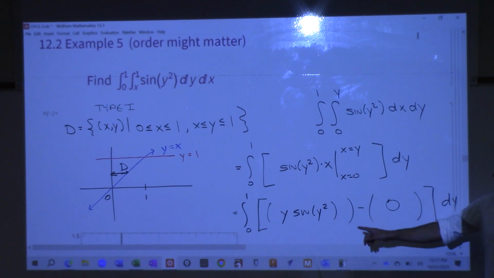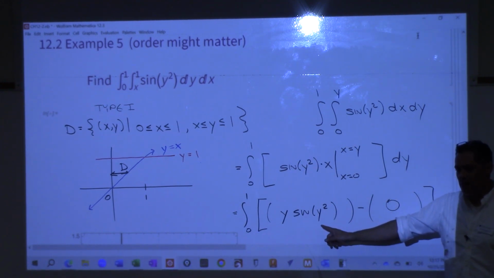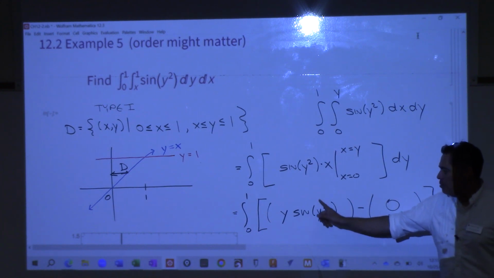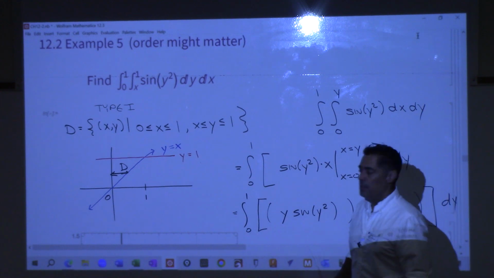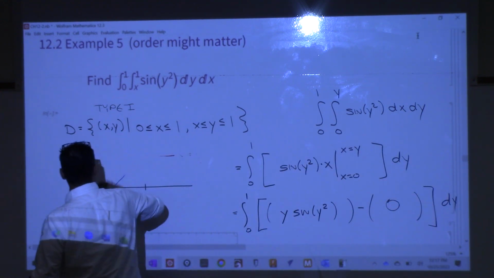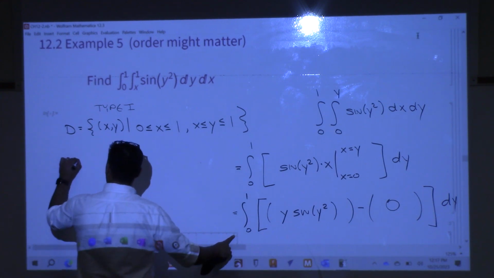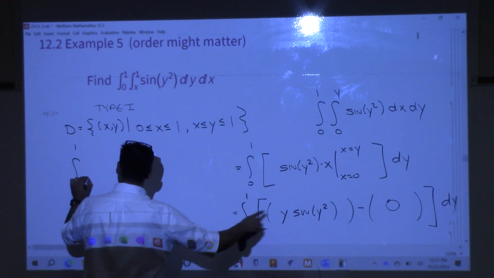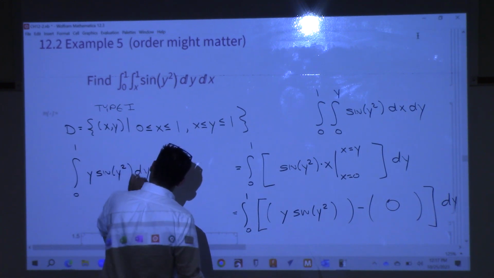Do you see that this one we can do? Because that's a basic u sub. The derivative of y squared is 2y. You're off by a constant, so we can actually handle that integral. So our next step would be the integral from 0 to 1. Let's just write this one more time: y sine y squared dy.